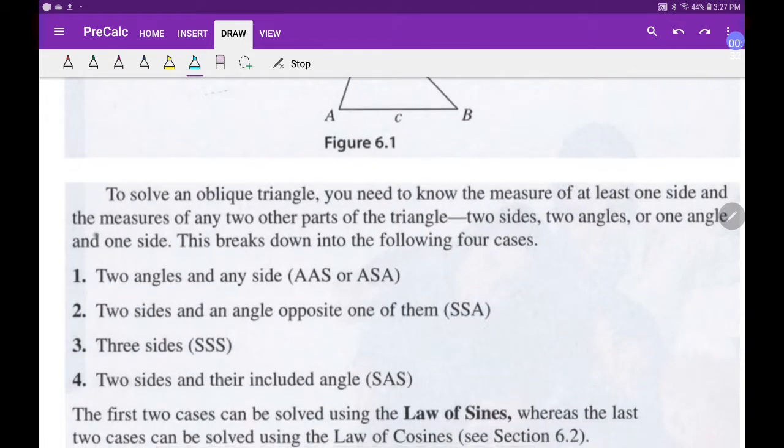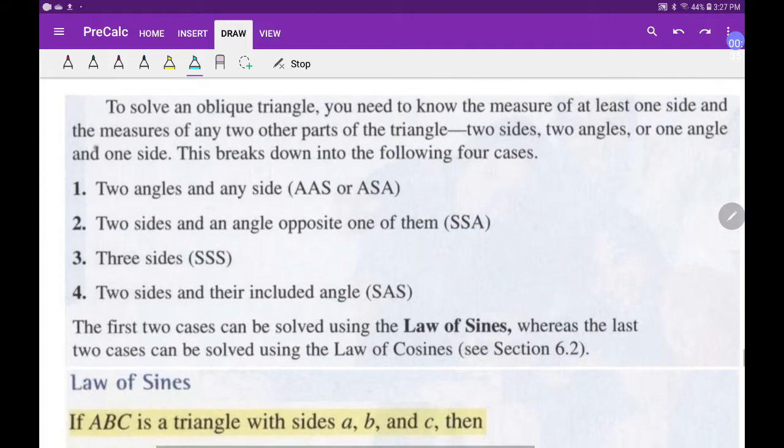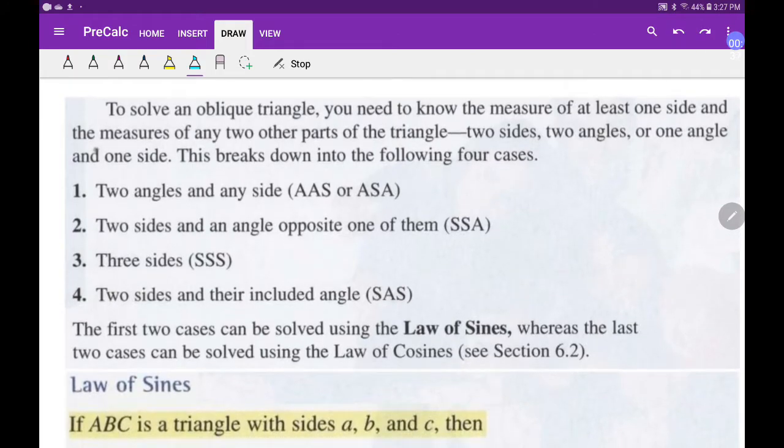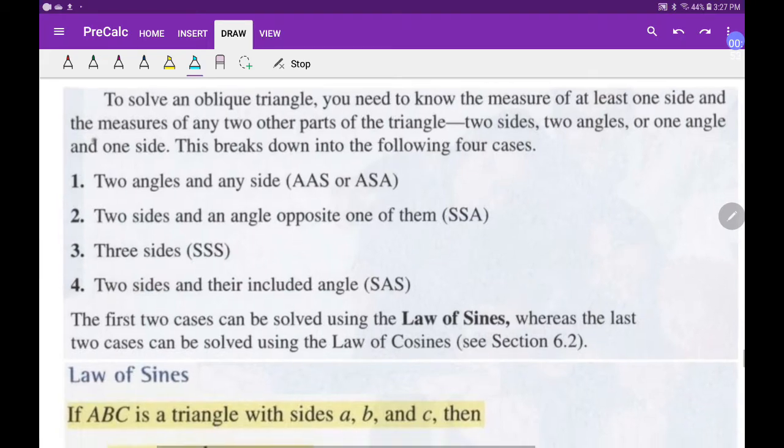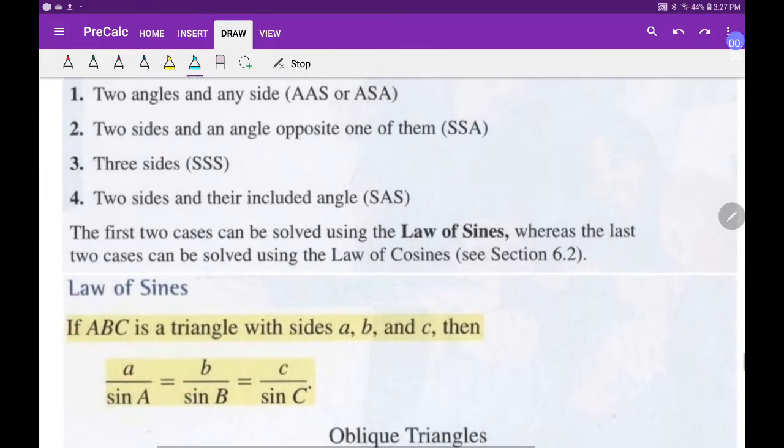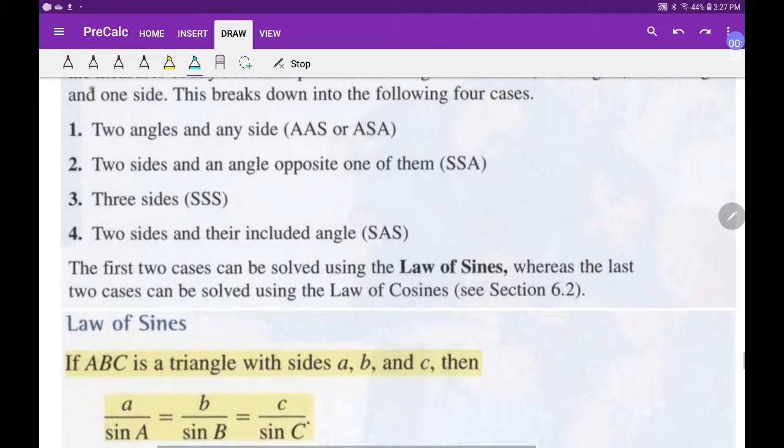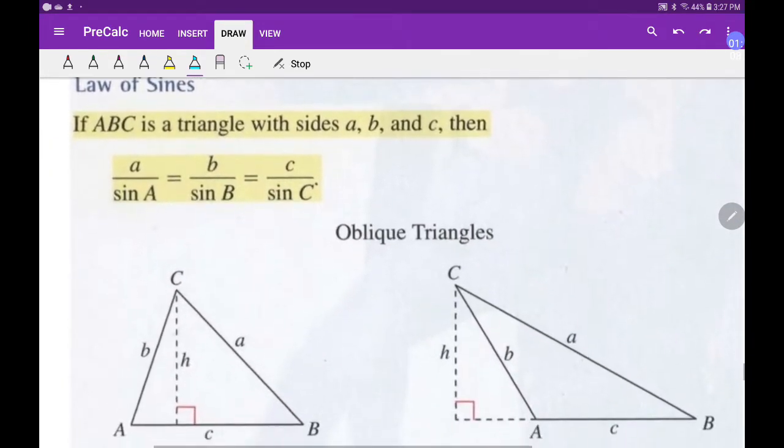If we want to solve an oblique triangle, you need to know the measure of at least one side and the measures of any two other parts of the triangle. So you remember angle, angle, side, angle, side, side, angle, side, side, side, and side, angle, side. You remember these things. So the first two cases can be solved using the law of sines, and that's what we're going to do down here, if we have two angles or if we have two sides, okay? And so let's go down here and see what it looks like.